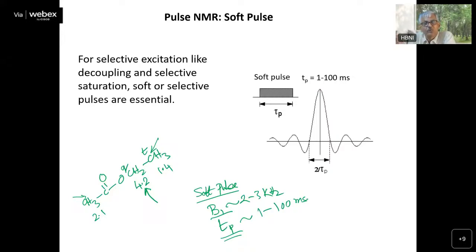For regular recording of NMR, you need the hard pulse, so that it will excite all the nuclei uniformly. When you want to do a decoupling experiment or saturation experiment or selective saturation, you have to use a very soft pulse. For that you have to reduce your B1 field strength and also increase the duration of your pulse, so that you can excite a very small range of frequency, selectively decouple, and see what the effect is. You can do decoupling and many more experiments. Those will be discussed when you study other things.